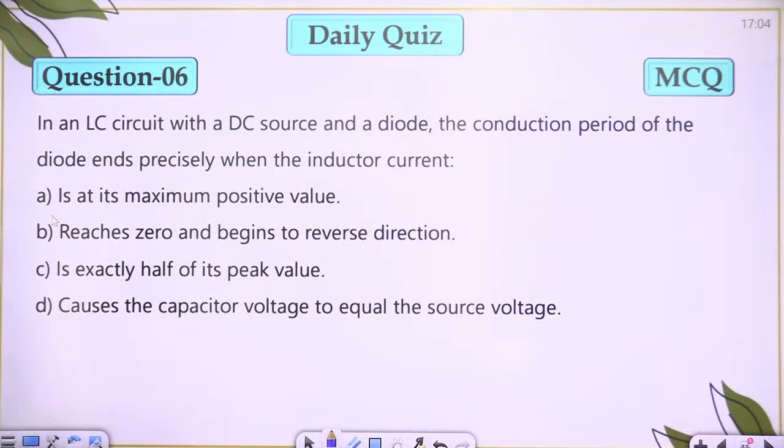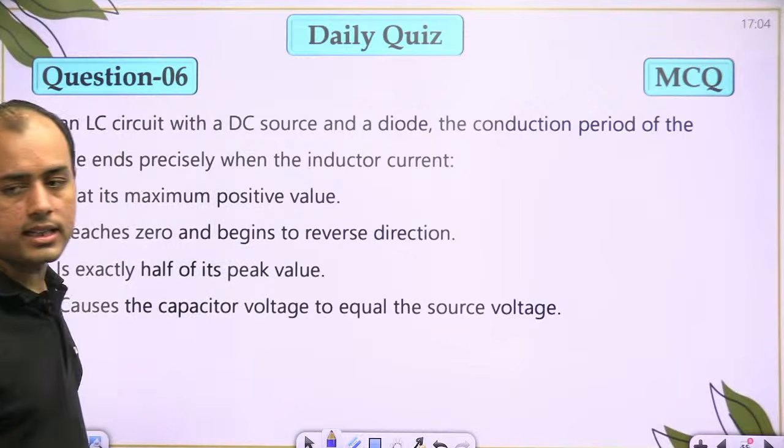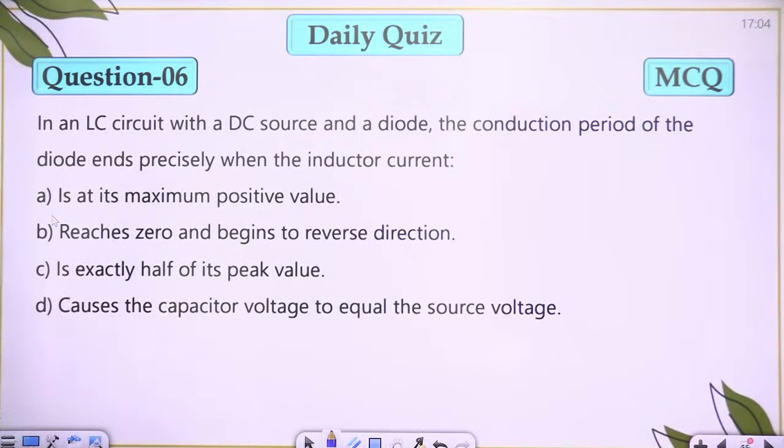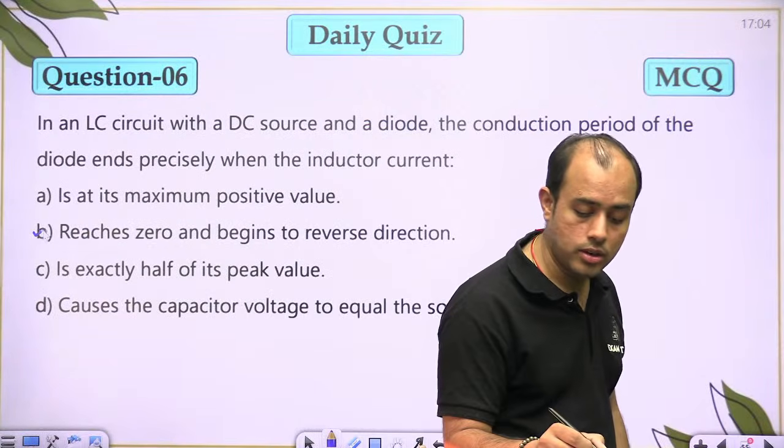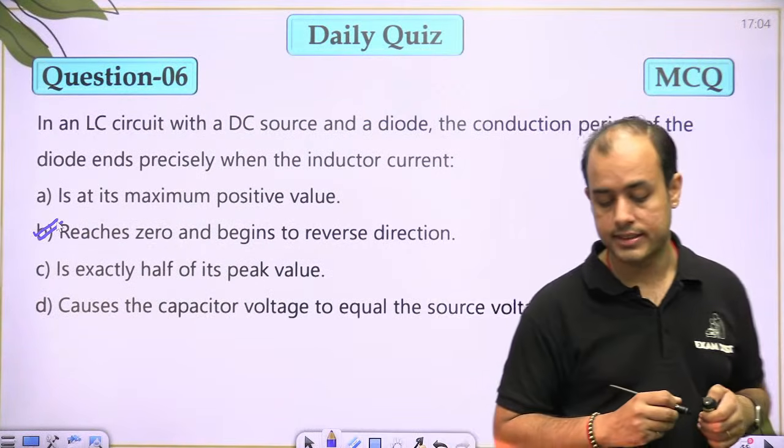Next, in an LC circuit with a DC source and a diode, the conduction period of the diode ends precisely when the inductor current. कंडक्शन पीरियड कब खत्म होता है? डायोड का कंडक्शन कब आपका रुकता है बोलिए? When does the conduction stop? When inductor current reaches zero and tries to reverse.